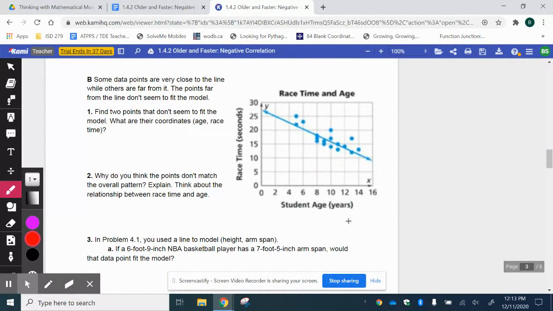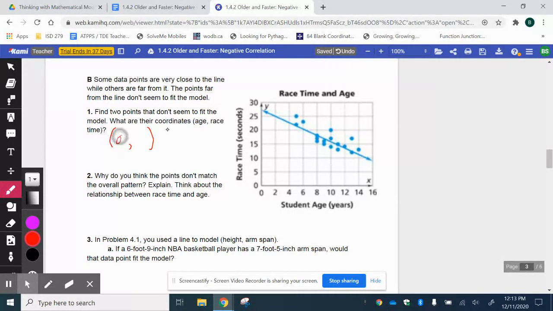Part B, some data points are very close to the line while others are far from it. The points far from the line don't seem to fit the model. Find 2 points that don't seem to fit the model. What are their coordinates, age and race time? So when we're looking for coordinates, remember we're looking for parentheses with 2 numbers in the middle.